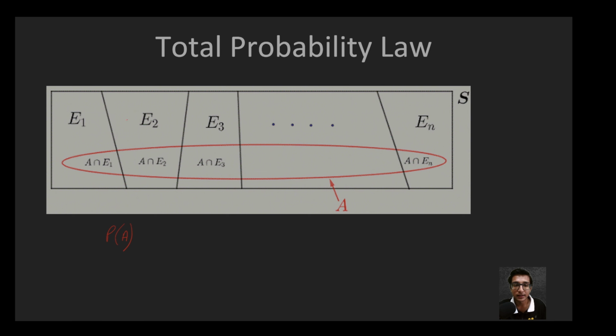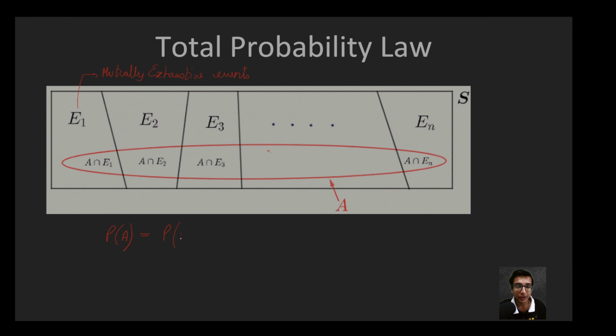And what are these? These are different mutually exhaustive events. That means E1, E2, E3 up till En do not have anything in common with each other. However, the sum of all of them would make up the entire sample space, which is the universal set.